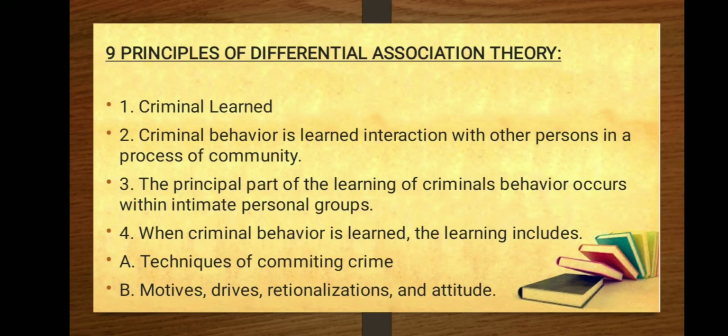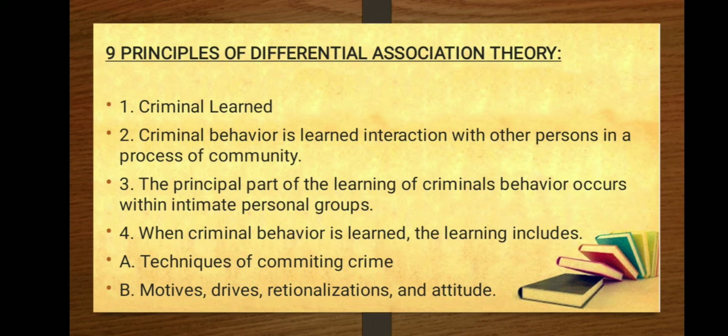Now, here are the nine principles of differential association theory. First is that criminal behavior is learned. Sutherland says that criminal delinquency or criminal behavior is learned in the same way that any other behavior is learned. Number two, criminal behavior is learned in interaction with other persons in a process of communication. People don't just start committing criminal acts, they learn how to do these acts from what they call teachers of crime.